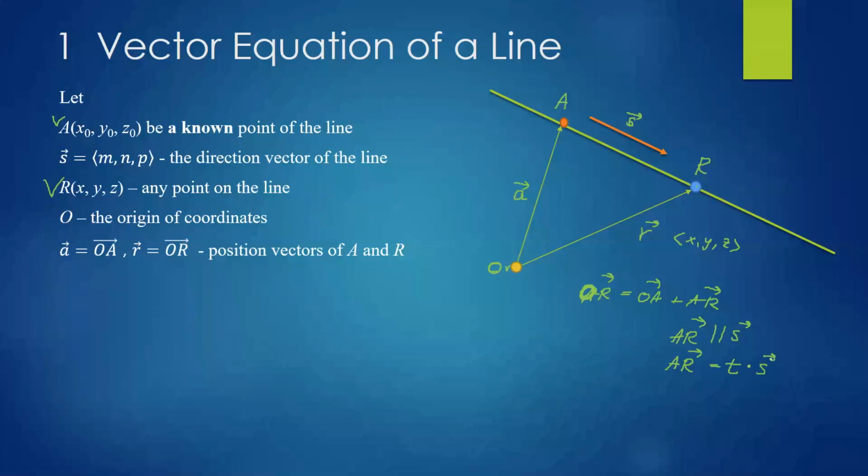The collinearity means that we can actually find some number, which, when multiplied by the vector S, gives us the vector AR. And as a result, we get this equation for a line, vector equation of a line, like this. So just written in terms of vectors, maybe not the most understandable thing, as long as our vectors are very abstract. R, vector R, some vector A, some vector S.